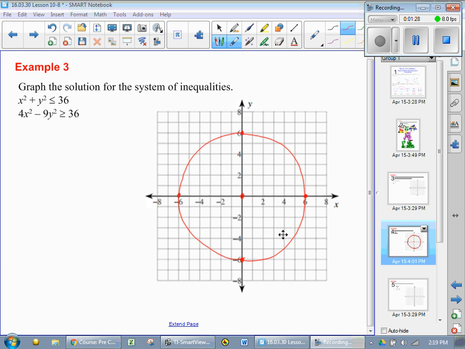And the way you can do that is by picking a point to test. So you should pick a point that is clearly either inside or outside of the circle. Don't pick anything that's really close to the border. 0, 0 is a good option to pick right now because that's clearly inside of the circle. So I'm going to test the point 0, 0.